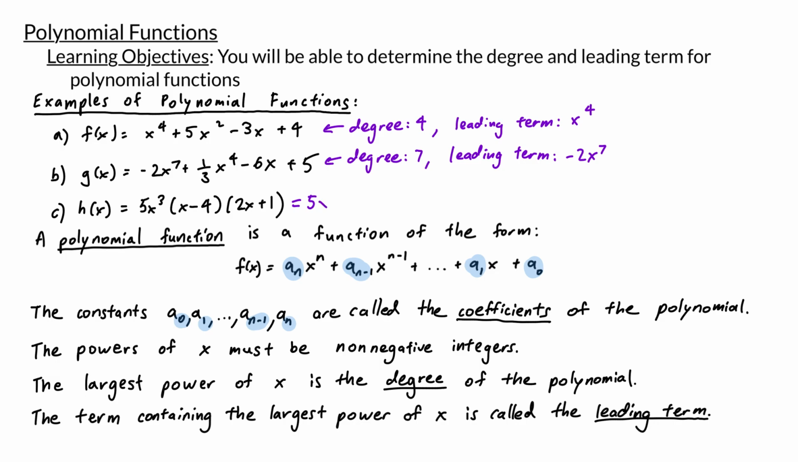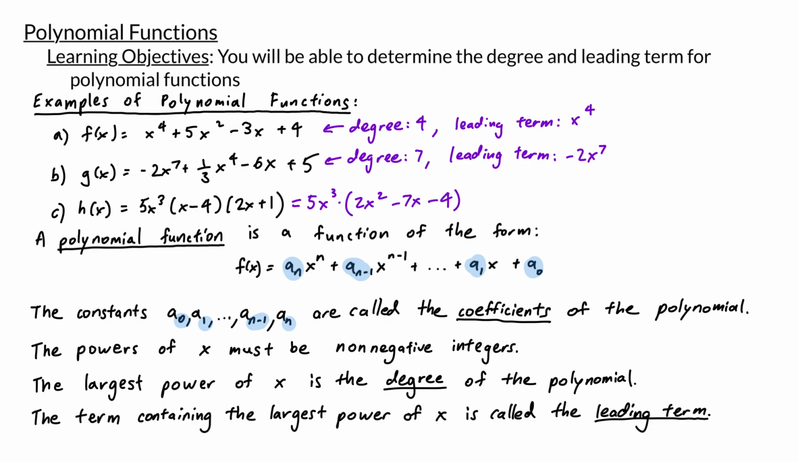So first, let's write down the 5x cubed that's out in front. And then if we multiply out x minus 4 times 2x plus 1, first let's multiply the first terms. The x times the 2x gives us a 2x squared. If we multiply out the outer terms, we have x times 1, which is just x. Multiplying out the inner terms, we have negative 4 times 2x, which gives us negative 8x. So combining the outer term with the inner terms, we have x minus 8x, which gives us negative 7x. And then when we multiply out the last terms, we have negative 4 times 1, which gives us negative 4.